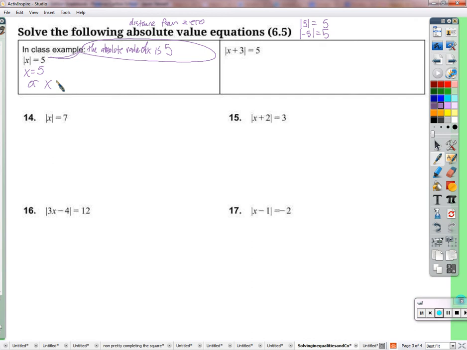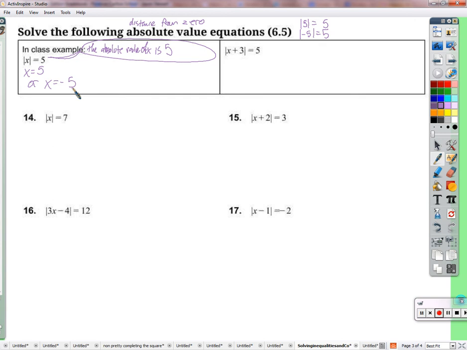Okay, what did we just do? What did we just find? The absolute value of 5? No, the absolute value of 5 is 5. The absolute value of x, to be technical, is 5. What did we find? We found the value of 5. Of what? Of x. The value of 5 is 5.